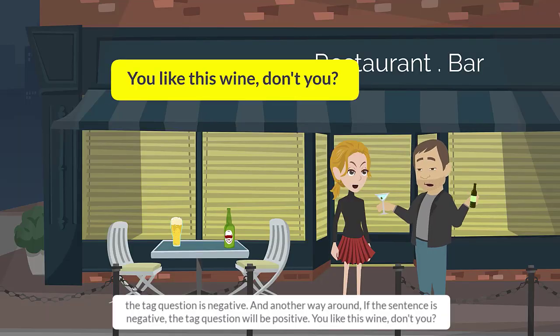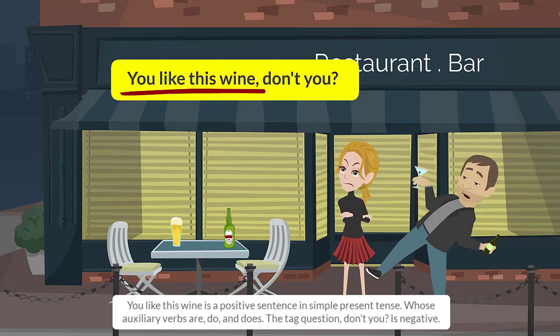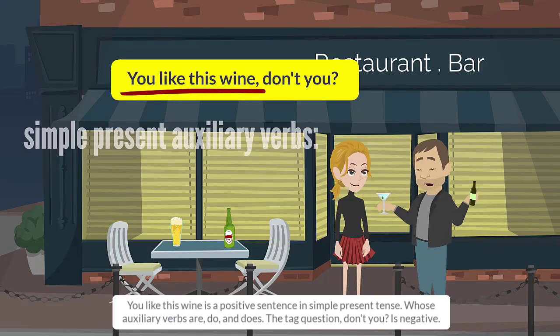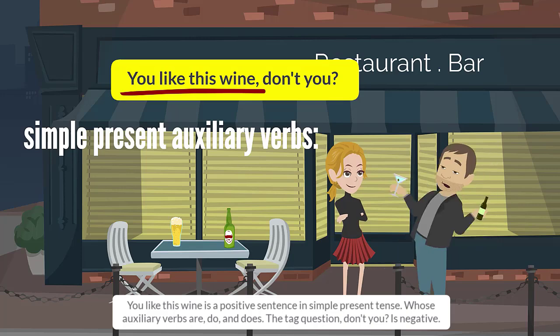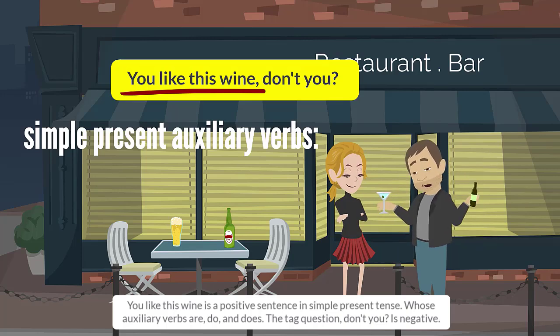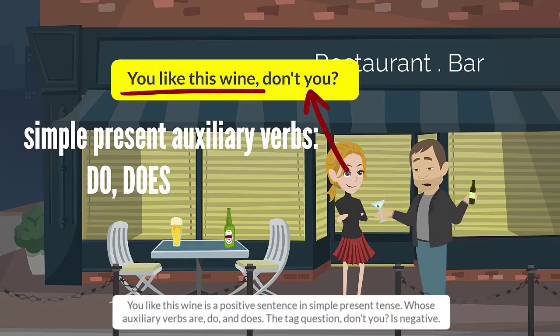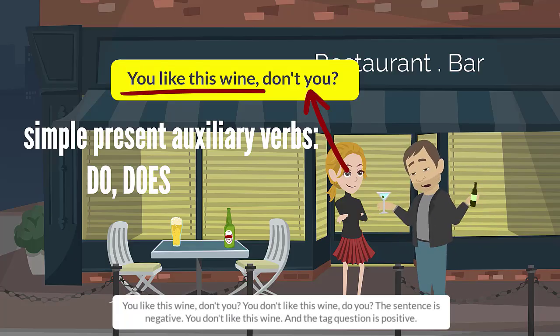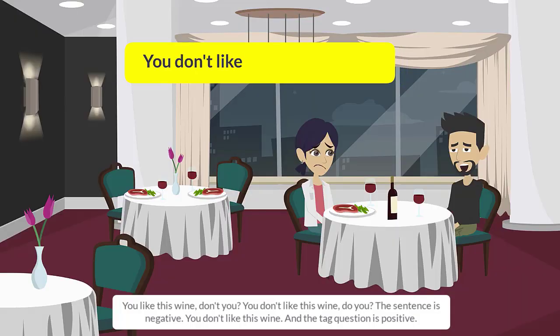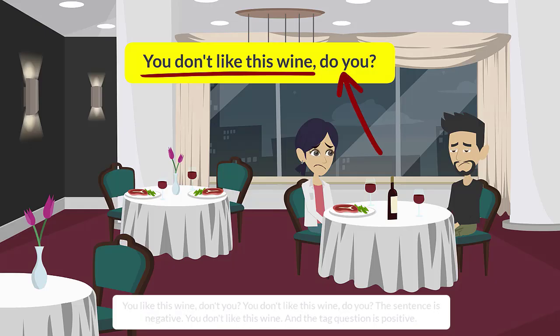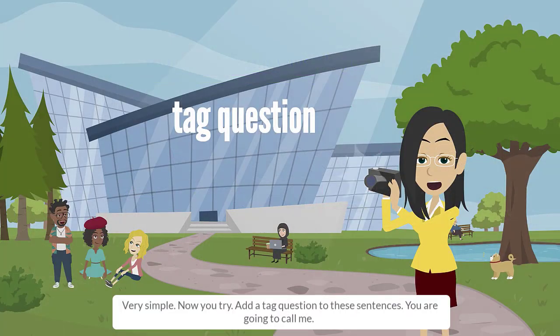You like this wine, don't you? You like this wine is a positive sentence in simple present tense, whose auxiliary verbs are do and does. The tag question, don't you, is negative. You like this wine, don't you? You don't like this wine, do you? The sentence is negative. You don't like this wine. And the tag question is positive.